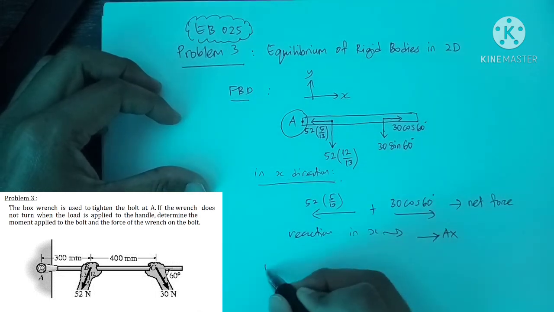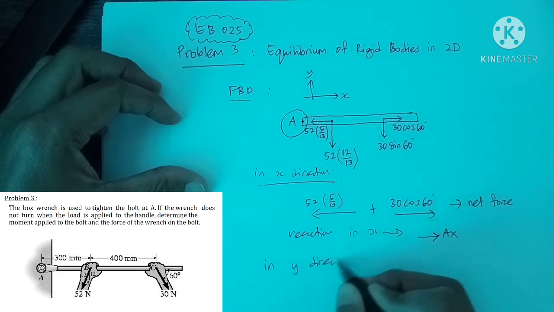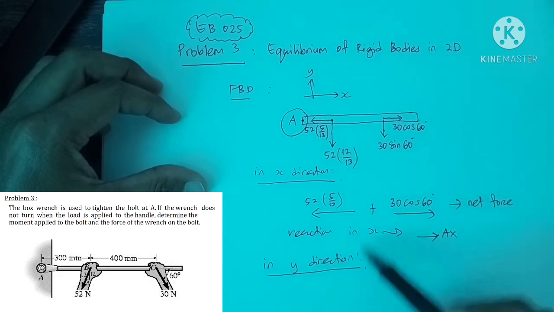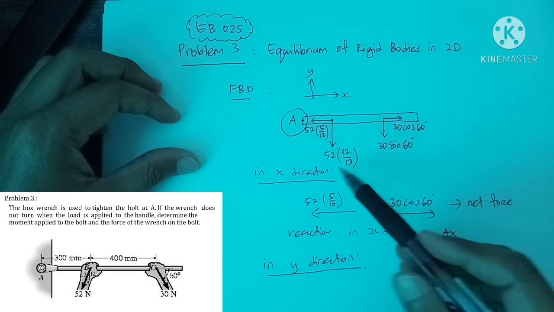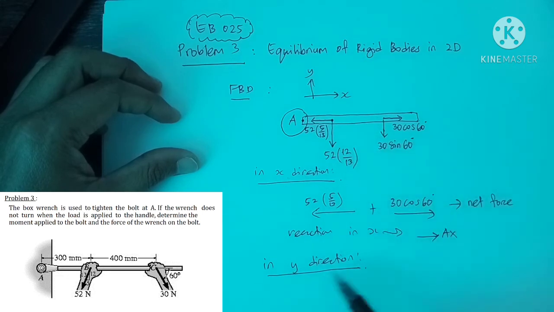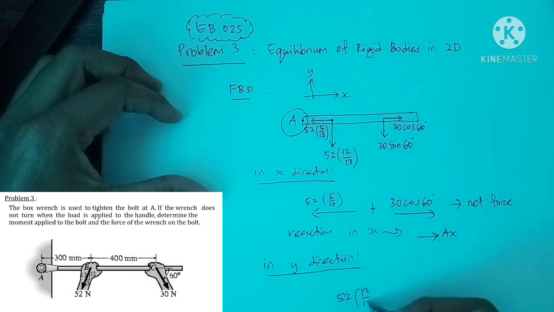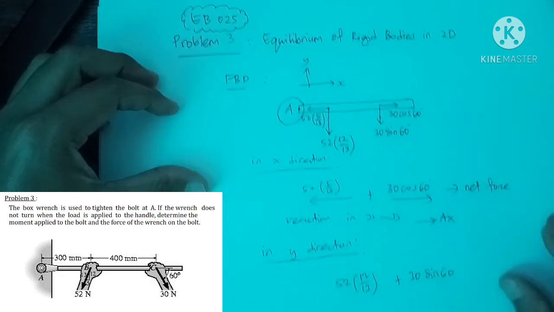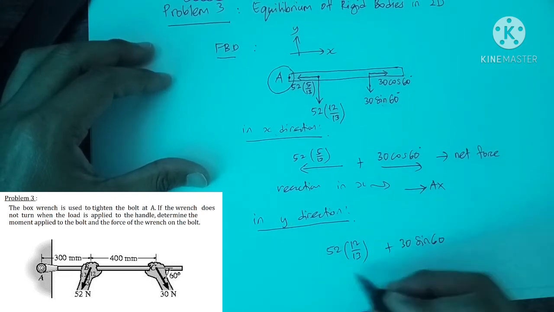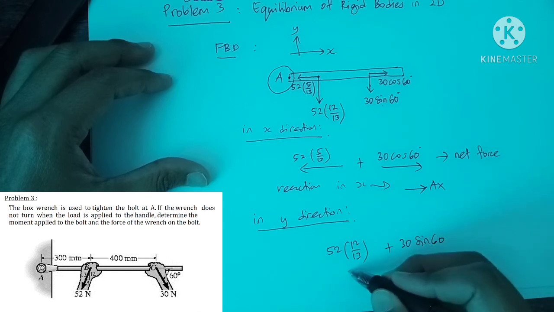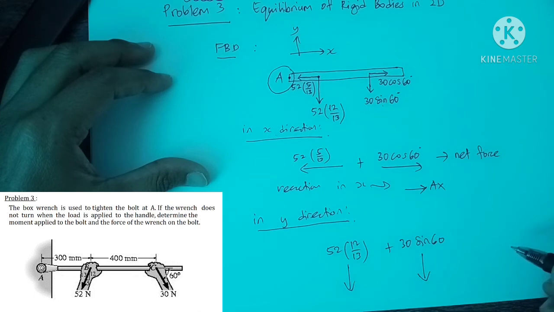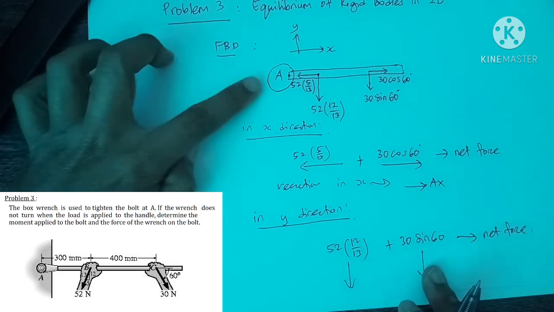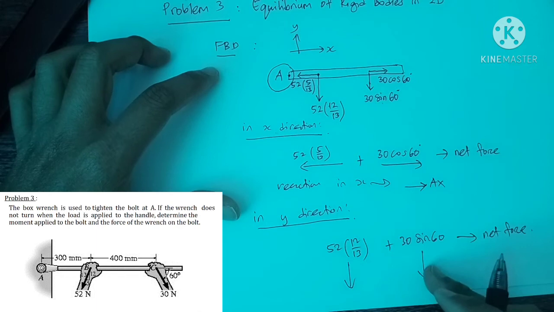Next, we're going to analyze what happened in Y direction. As you can see on the rigid body, we have two forces directed in Y direction: we have 52 (12/13) and we have 30 sin 60. Both action forces act downward in Y direction, so it will produce a net force, and therefore the bolt at A will exert the reaction in Y direction.